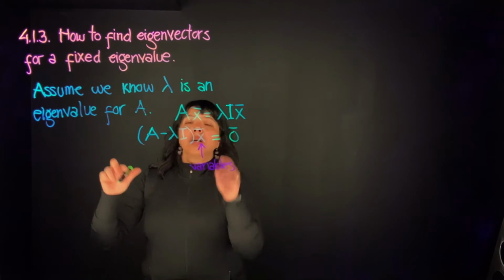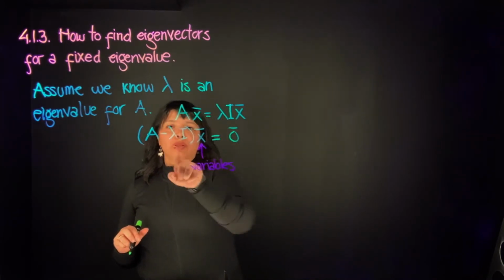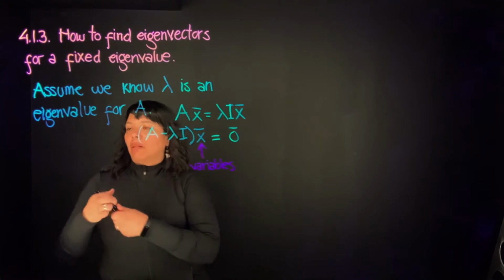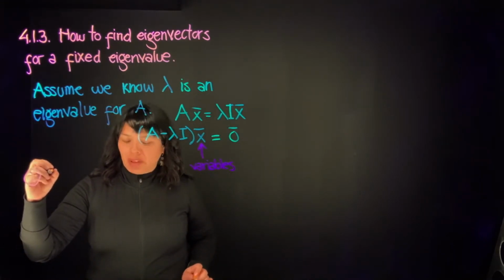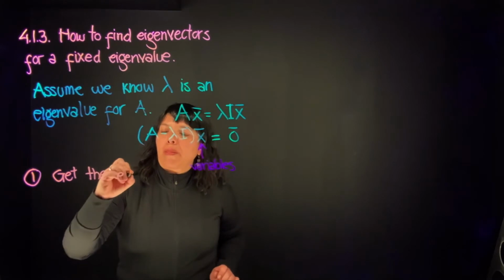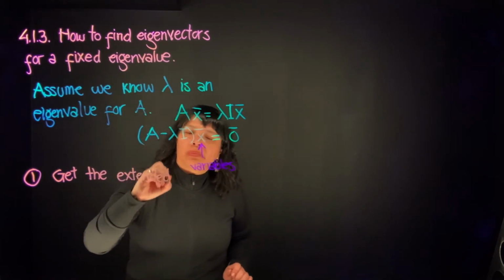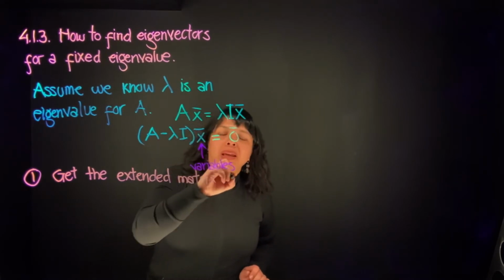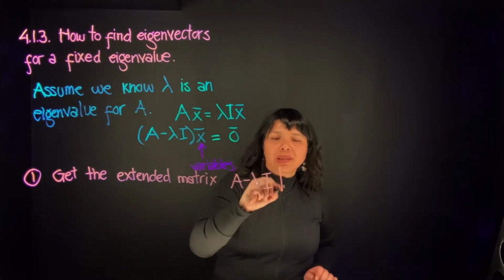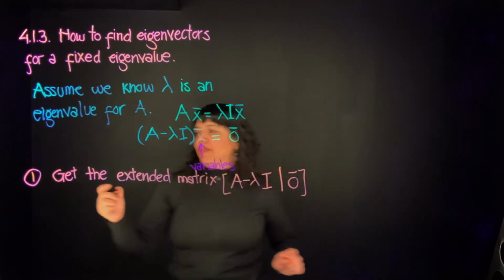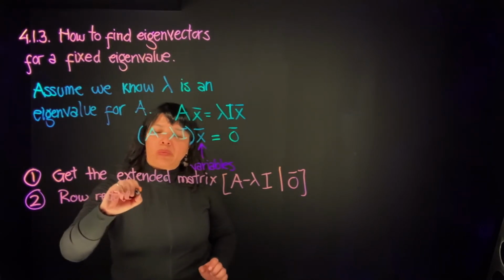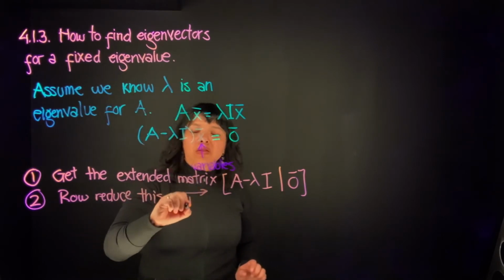So if I'm trying to figure out what are the eigenvectors corresponding to a known lambda, then my steps are going to be, well, first I want to get the extended matrix A minus lambda I, and remember I'm going to times x equals to 0, so I am going to extend it equals to 0, and then just solve this system, and that means that I'm going to just row reduce it to find the solutions.